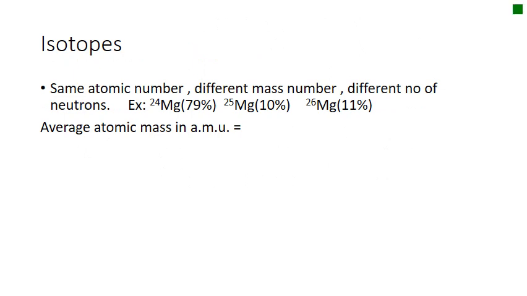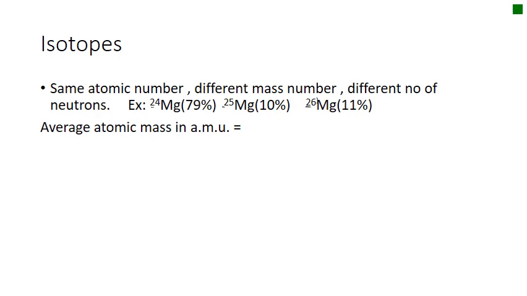With respect to isotopes, the difference between isotopes is their mass number and their number of neutrons, but they have the same atomic number. For example, magnesium exists in nature in the form of 3 isotopes, Mg24, Mg25, Mg26. The mass number is different. Each isotope has a different percentage relative abundance. In this example, Mg24, which has a percentage of 79%, is the most abundant isotope, while the heaviest isotope is the one with the higher mass number. It is Mg26 with a percentage of 11.